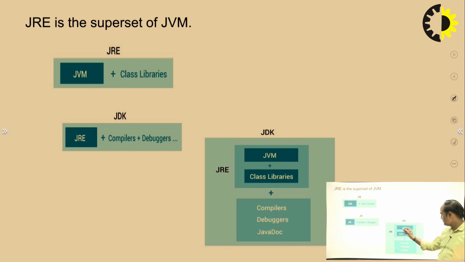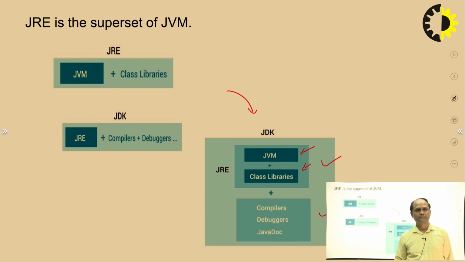If we combine these two diagrams into this, what is JDK? JDK is basically JRE plus compiler, debugger, and Javadoc, and the JRE is combined with the JVM and class library. These are the concepts of JDK, JVM and JRE. These three concepts can be used in our Java program. In every Java program, we can use JVM, class library, compiler, debugger. So, that is all about JDK, JRE and JVM.